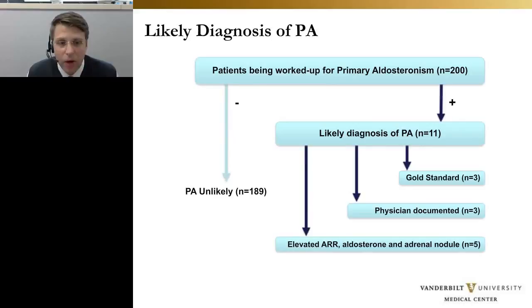Through extensive electronic health record review of 200 hypertensive patients being worked up for PA, we were able to determine 189 of these patients were unlikely to have the disorder. The 11 remaining patients were identified to have a likely diagnosis either by the gold standard diagnostic algorithm that you saw in part 1 and the first few slides of my segment of the talk, or by physician-documented diagnosis, or lastly by an elevated aldosterone to renin ratio, elevated aldosterone, and an adrenal nodule being present.